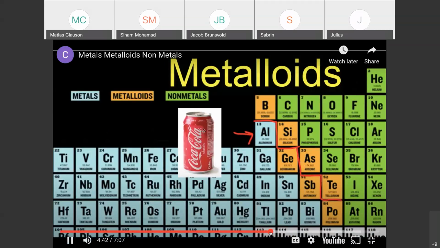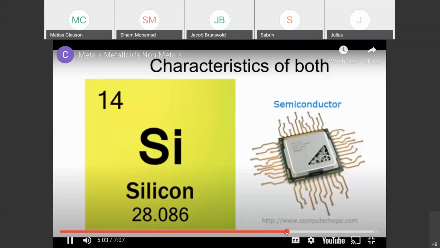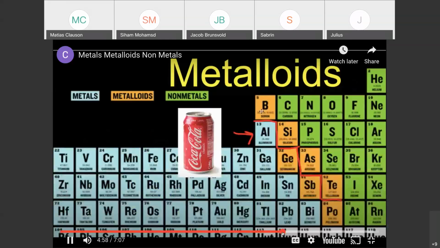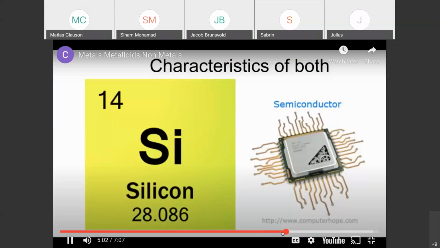you guys don't need to know this. It's giving you all the antimony, tellurium, polonium, these and nonmetals. Silicon is a perfect example of this. Properties of both metals and nonmetals are metalloids. Now, metalloids are going to share the properties of both metals and nonmetals. Silicon is a perfect example of this.